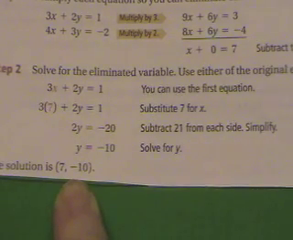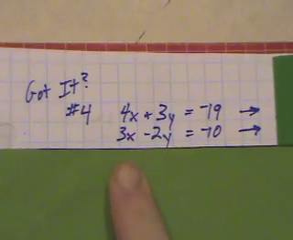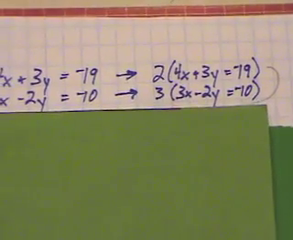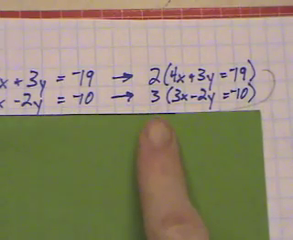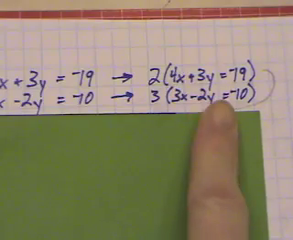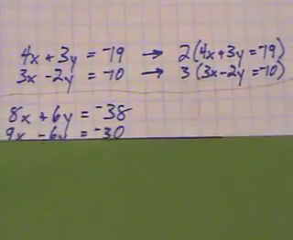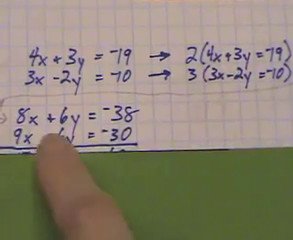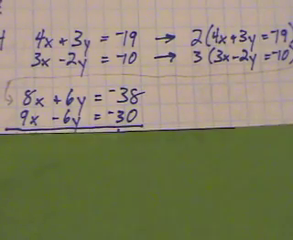Give it a try with got it number 4, top of page 377. So, got it number 4. Here's the system that we're given. And yes, we're going to have to multiply both the top and the bottom. I chose to multiply the top by 2 and the bottom by 3. Notice I'm using positive 2, positive 3 in both cases. We'll figure out after the multiplication step whether we need to add or subtract. And once you multiply each of those, you end up with this. 8x plus 6y equals negative 38. 9x minus 6y equals negative 30.